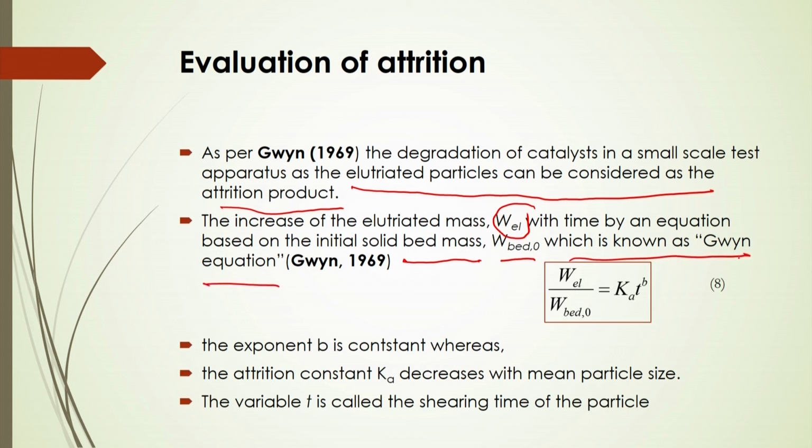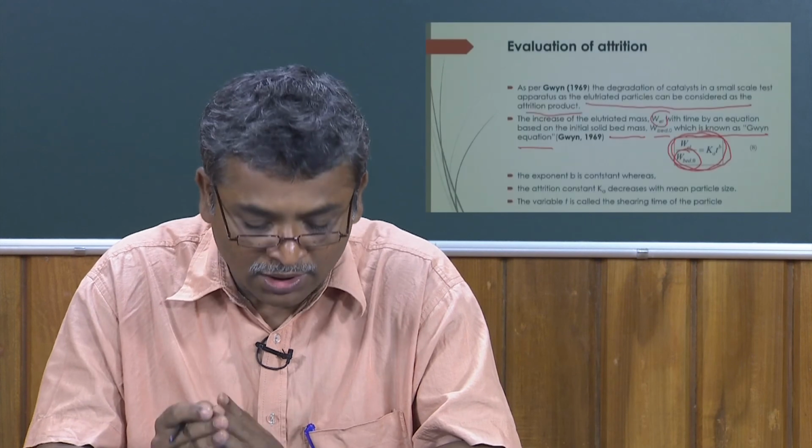As per his suggestion or proposal, the attrition rate can be expressed in that way: W_el by W_bed,0 will be equal to K_a into t to the power b here. Now, the variable t here is called the shearing time of the particles, that is, how long the particles will take part in the shearing with other particles.